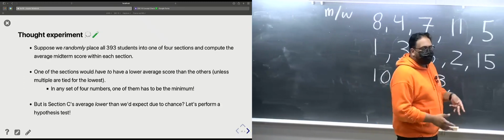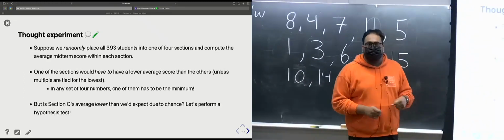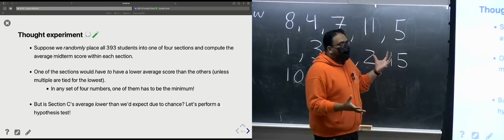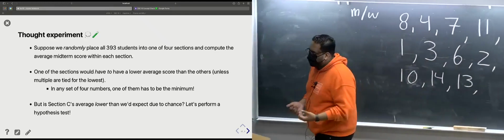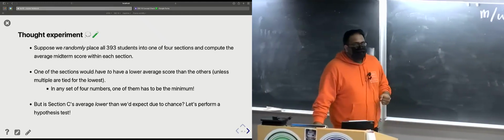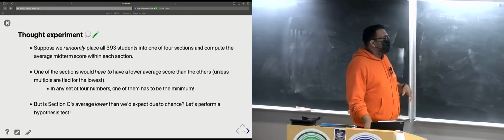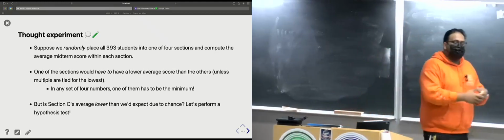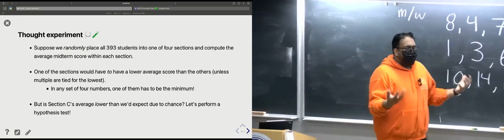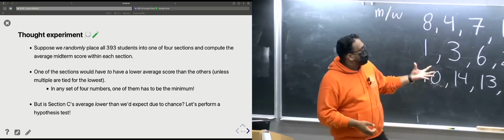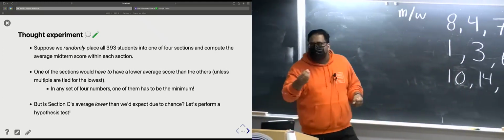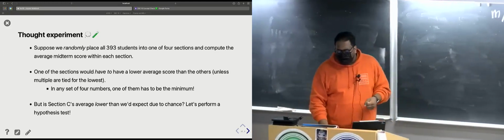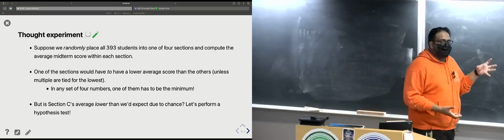And so it's possible that our section could have just had a low average score due to random chance. It's possible that the section that a student is in makes no difference, and our section just happened to have lower scores on average. But is our section score so low that it's not explained by random chance, and there are other factors at play? We don't know until we perform a hypothesis test. And so that's exactly what we're going to do. Any questions with this thought experiment here?